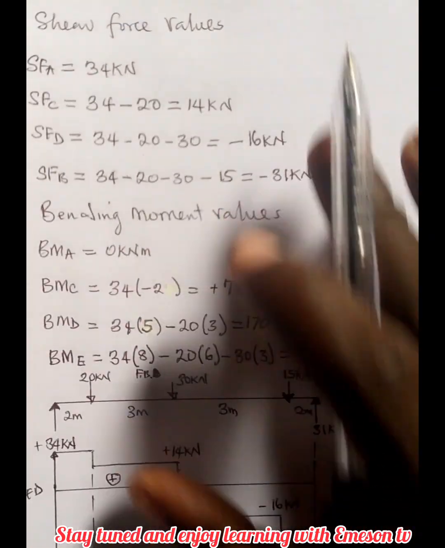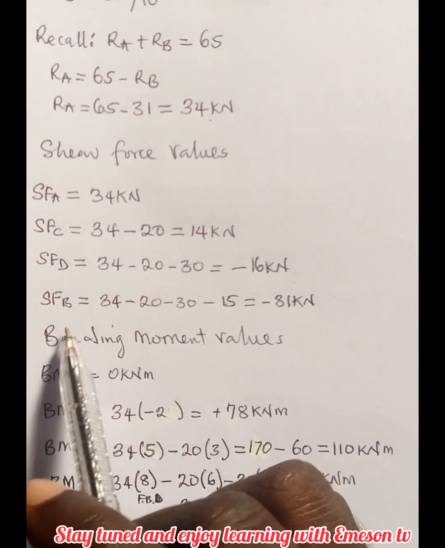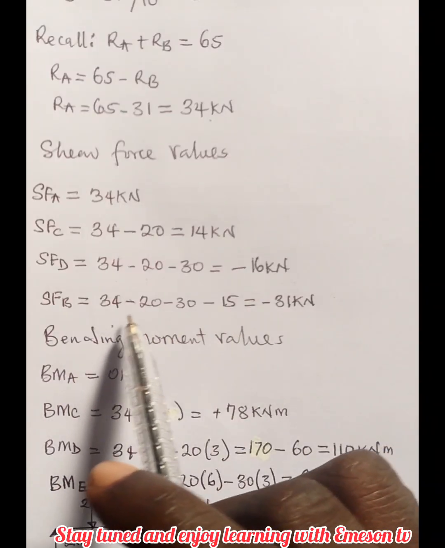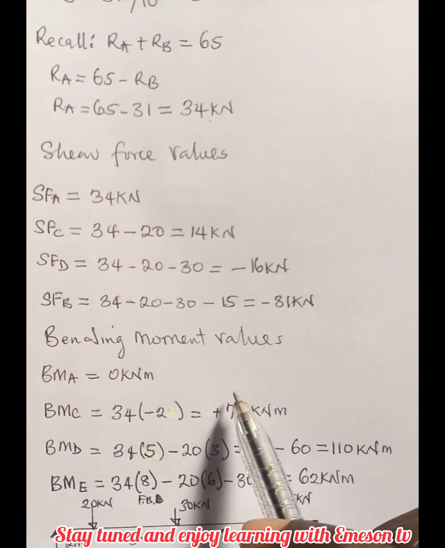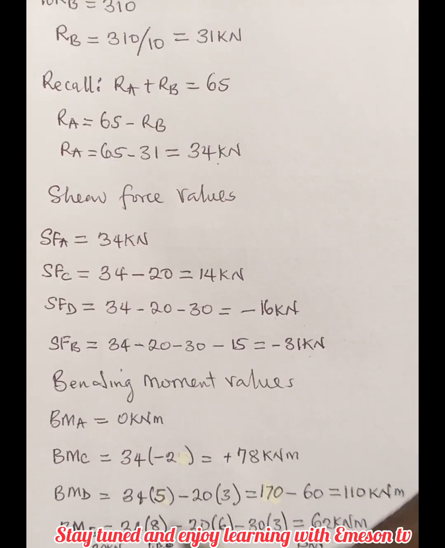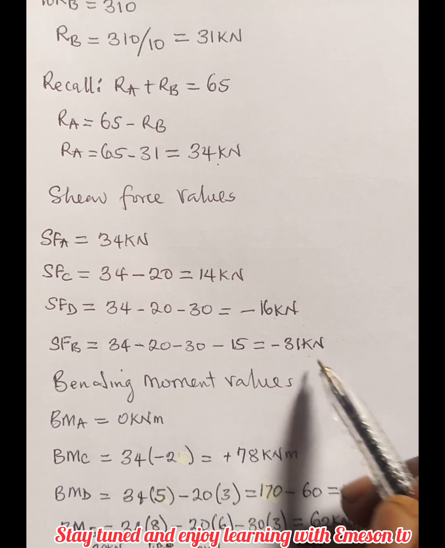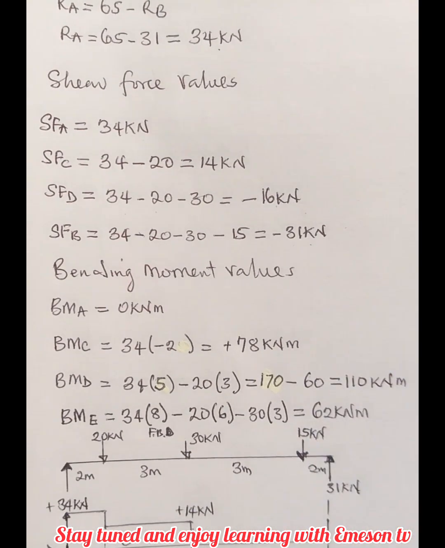So at point B, which is the last one, becomes 34 minus 20, minus 30, minus 50, you subtract the forces as you progress, and that will give us this. So you can see we have the shear force values: 34, 14, minus 16, minus 31 kilonewton. So the next thing for us to compute now is the bending moment values.